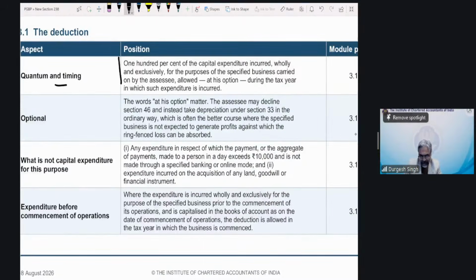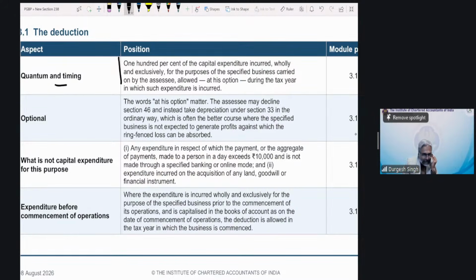100% of the capex incurred wholly and exclusively for the purpose of specified business carried on by the SSC is allowed at his option during the tax year. 100%, in this case. Now, this obviously is an optional scheme, which means that the SSC either takes 100% deduction of the eligible capital expenditure and takes no depreciation, or he goes with the depreciation allowance, for which he has to give up 35AD altogether. Isn't it? That is what it is.